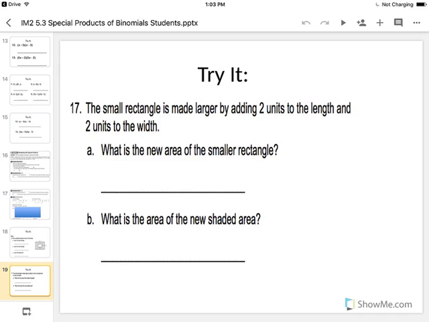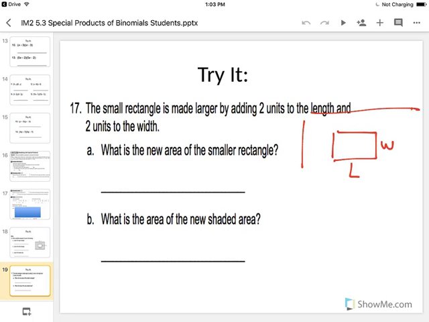For this example, you need to draw the diagram on your own. The small rectangle is made larger by adding 2 units to the length and 2 units to the width. We don't know the measurements for the smaller rectangle, so we can call this L and we can call this W. Then we have a larger rectangle by adding 2 units to the length and 2 units to the width.